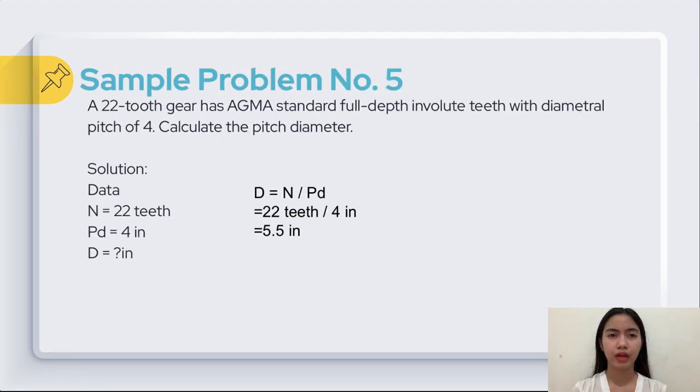Sample problem number 5. A 22-tooth gear has AGMA standard full depth involute teeth with diametral pitch of 4. Calculate the pitch diameter. To solve for the pitch diameter, we can divide 22 by the diametral pitch, which is 4. That equals 5.5 inches.